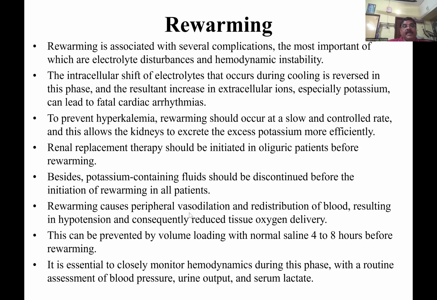Rewarming causes peripheral vasodilatation and redistribution of blood, resulting in hypotension and consequently reduced tissue oxygen delivery. This can be prevented by volume loading with normal saline 4 to 8 hours before the rewarming. So we have to stabilize the volume status 4 to 8 hours before rewarming. It is essential to closely monitor hemodynamics during this phase with routine assessment of blood pressure, urine output, and serum lactate.